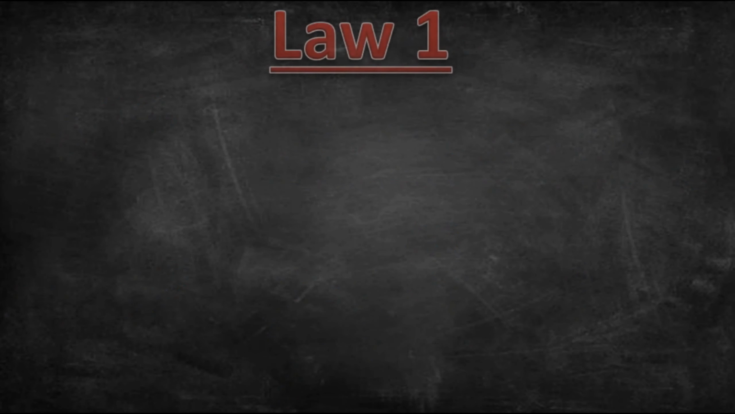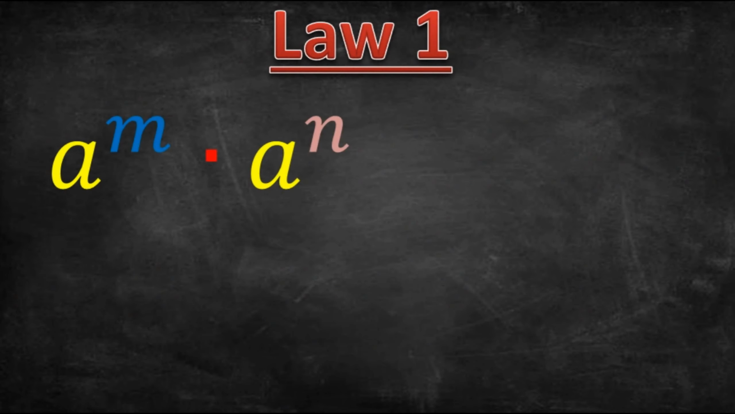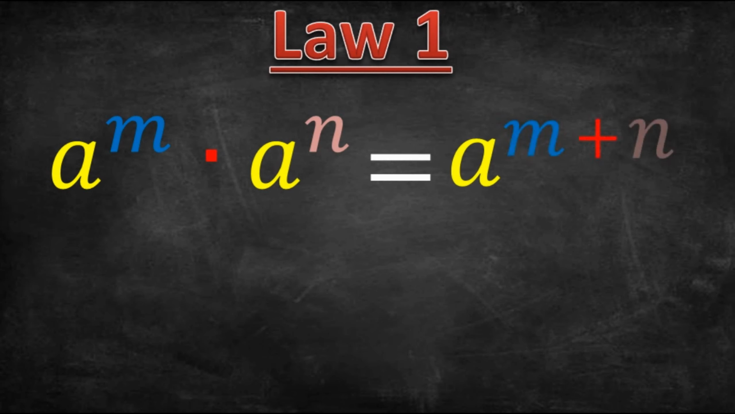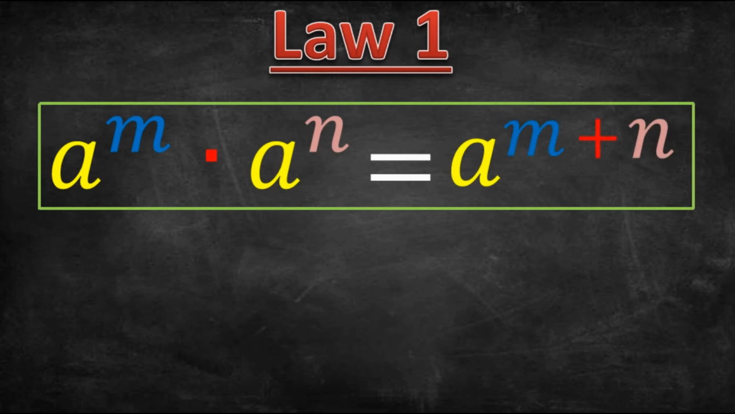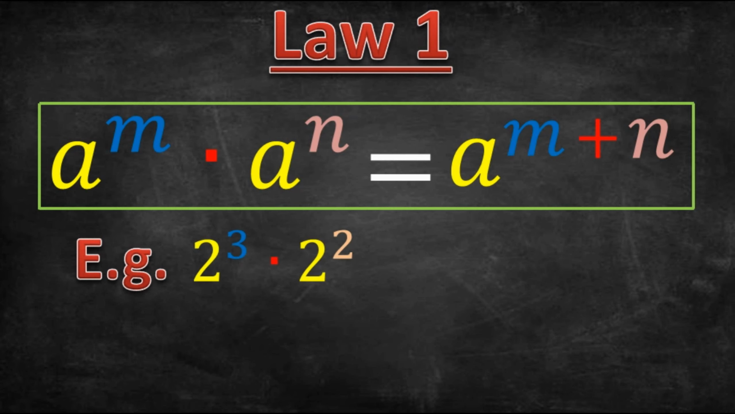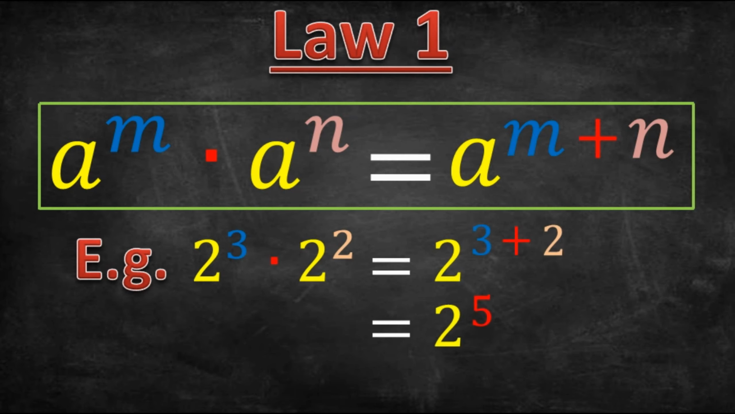The first law of exponents says a to the m times a to the n equals a to the m plus n. In other words, when we multiply two numbers with the same base, we can add the powers. Let's take this example. Let's say we have 2 cubed times 2 squared. Since the bases are the same and we are multiplying, we can add the powers, so it becomes 2 to the power of 3 plus 2, which is equal to 2 to the 5, and this equals 32.